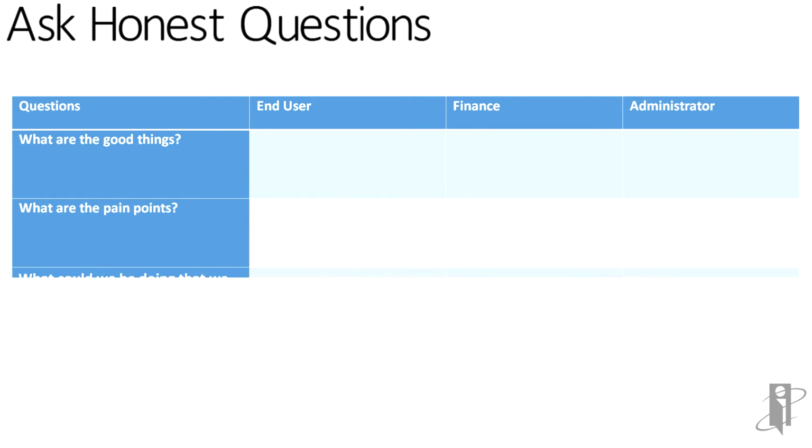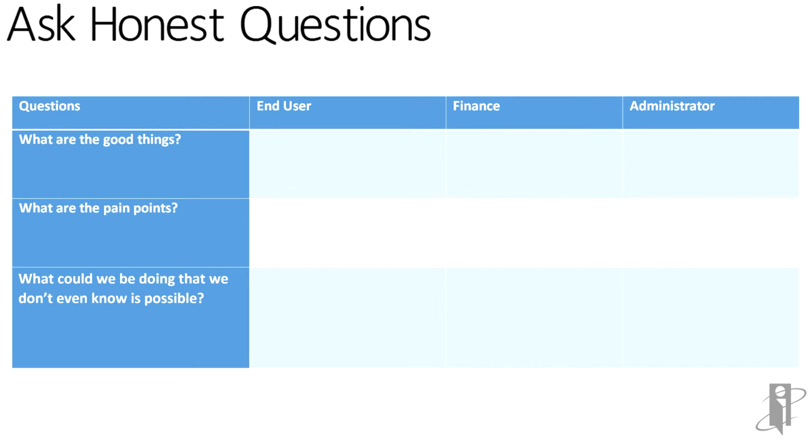To start with, you want to ask a lot of honest questions, and you want to ask all of the stakeholders involved in the budgeting and forecasting process. So that means your end users, your finance and accounting and the budget office, and the administrators. You want to ask them, what are the good things? What are the pain points? And then also, what else could we be doing that we don't even know is possible? So you don't want to get stuck in a rut. You want to make sure that you're expanding on new ideas and thinking about new ways of doing things.